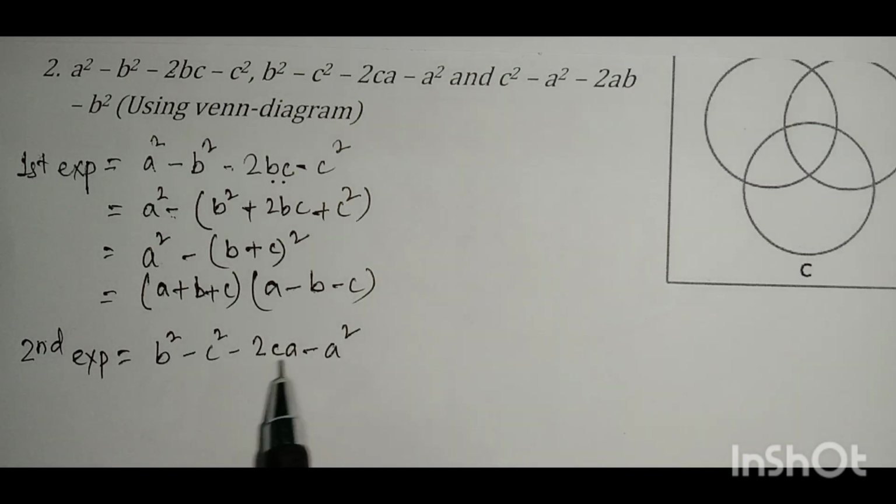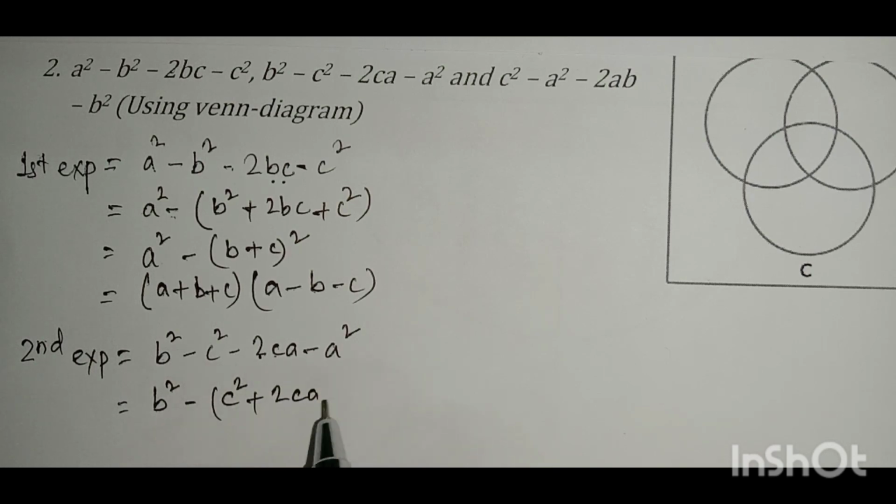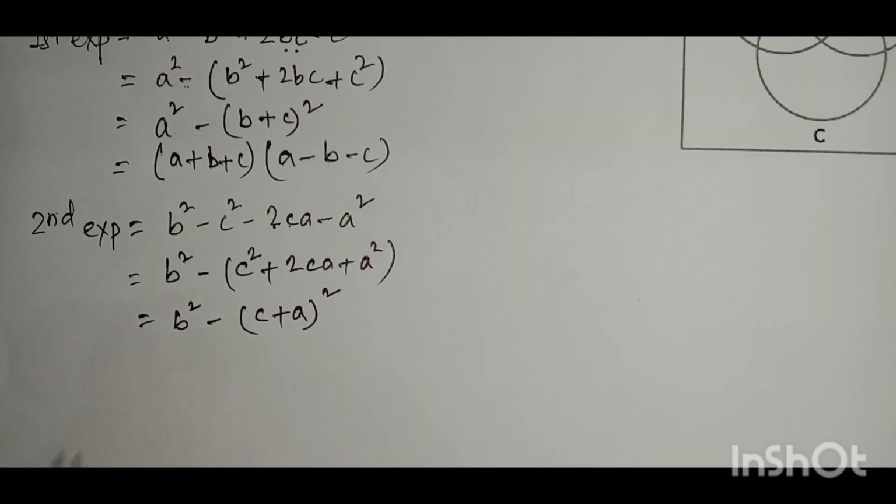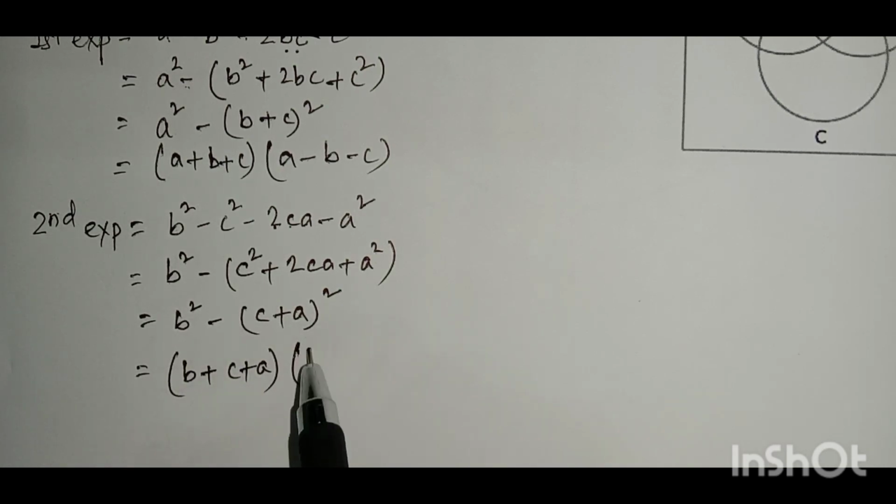Here also I can see that c and a is with 2, so I'm going to group the variables c and a: minus (c square plus 2ca plus a square). From here I get this also a square identity, which is (c + a) whole square. Now I see that this is also the a square minus b square identity. So I can write (a + b), that means (b + c) plus (a - b)... that is (b - c - a). Now let's check the third expression.